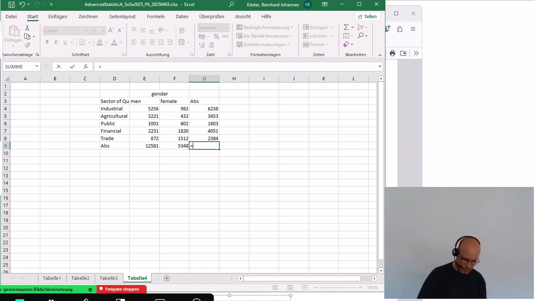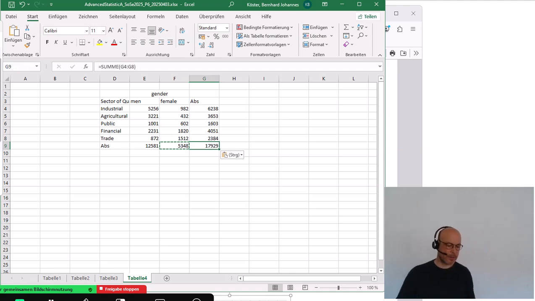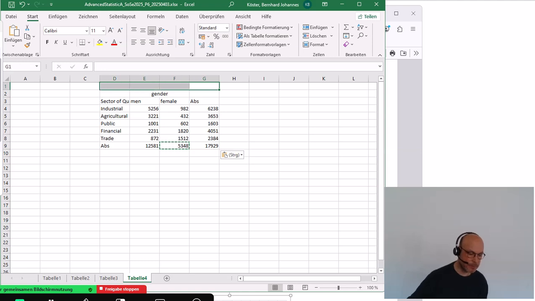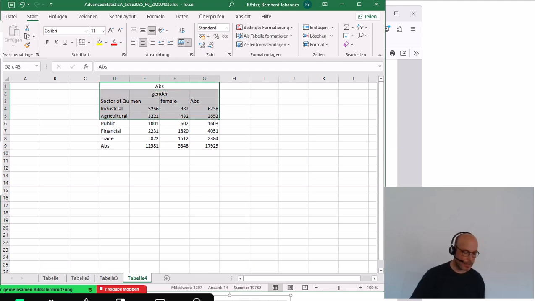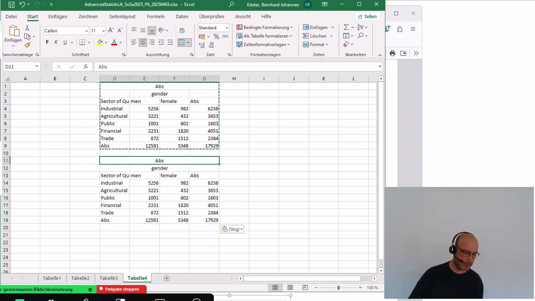And then of course we also can calculate the total sum of our data set. So we have here now 17,929 people. These are the absolute values. And now we want to go to the relative values.